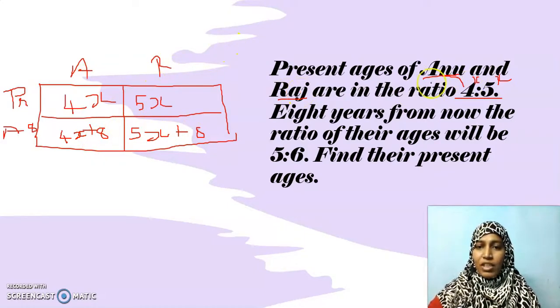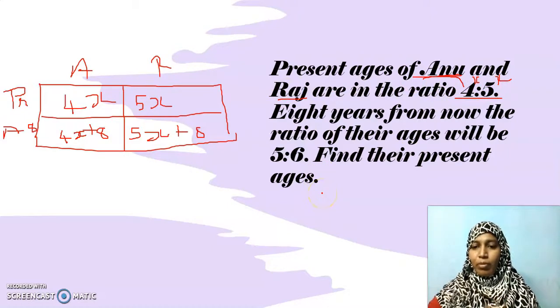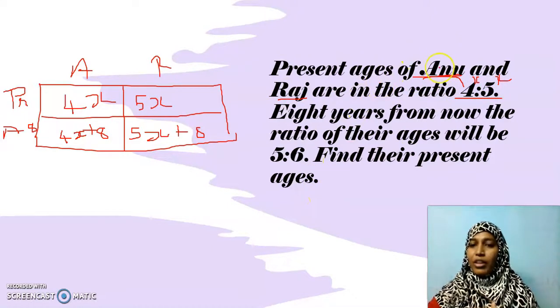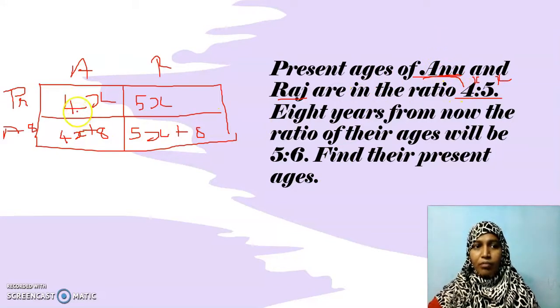Once the order is fixed in the beginning, throughout the end of the problem, you should maintain that order. If you change the order now, if you write 5x here and 4x here, it's wrong. And even if you change the position here, it is wrong. Once the order is fixed, it is fixed throughout the problem.